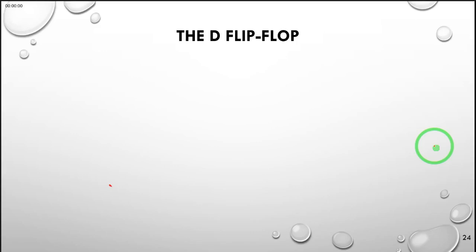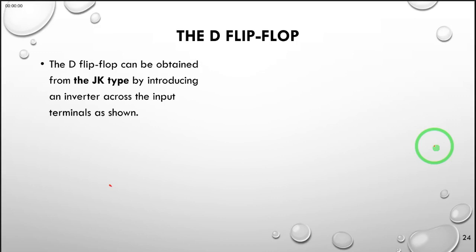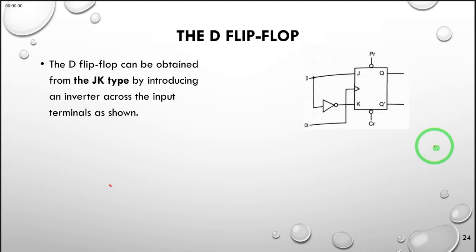We now look at the D flip-flop, and we observe that the D flip-flop can be obtained from a JK flip-flop by introducing an inverter across the two inputs, and therefore it becomes a one-input flip-flop. Remember that for the first two that we have discussed, SR and JK, they always had two inputs. But if you invert one input of JK such that they are always complementary to each other, then you end up with a D flip-flop.